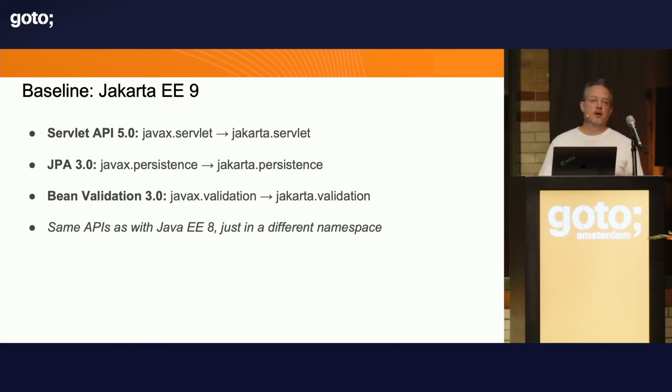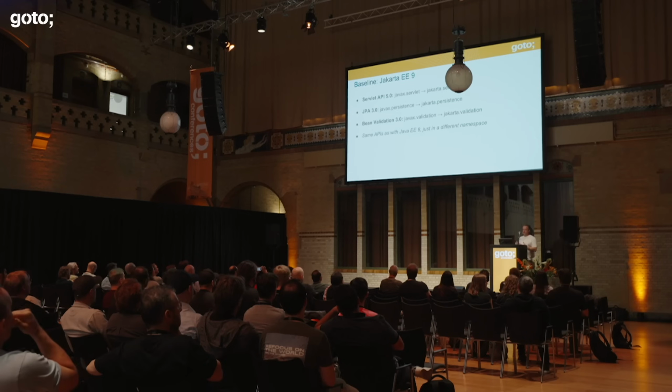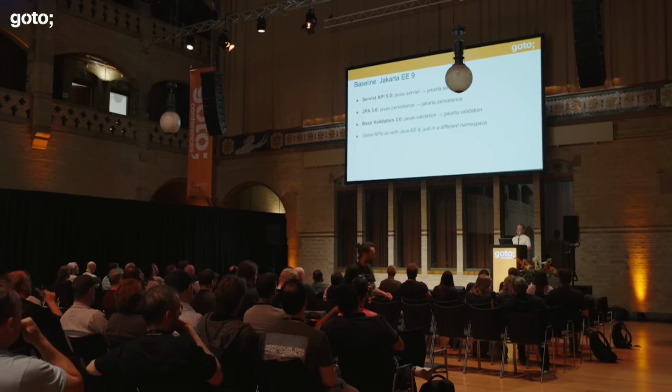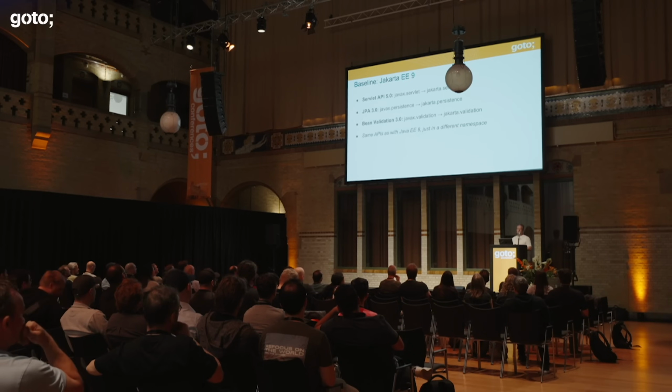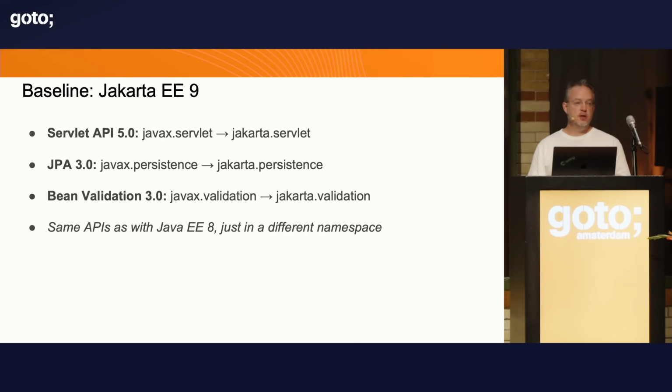So Jakarta, yeah, that's kind of a big topic as well. It basically means you have to run some scripts and change your packages. The baseline is Jakarta EE 9, and if you read the last note here, it says basically it's the same APIs we had before with Java EE 8, but we have a new namespace. So everything that was javax before is now Jakarta. For Servlet API 5, you're going to have Jakarta Servlet. JPA 3.0, you're going to have Jakarta Persistence. Bean Validation 3, you're going to have Jakarta Validation.